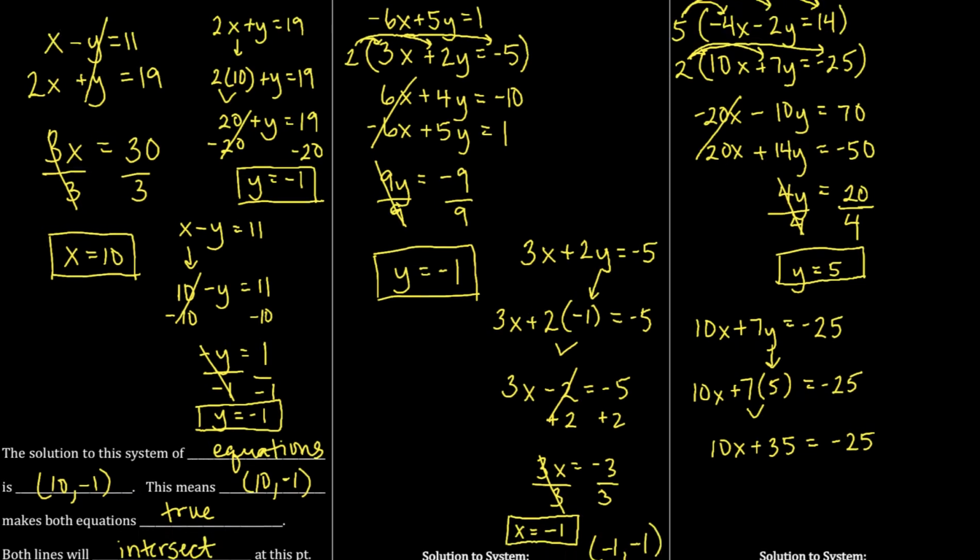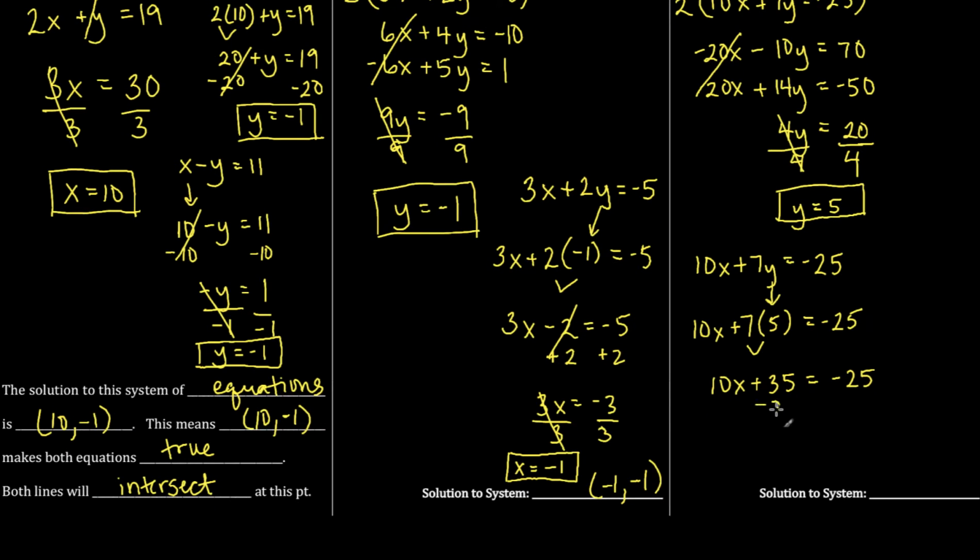I look like I'm going to need a little more room. So minus 35, minus 35. I get 10x equals negative 25 minus 35, which is negative 60. I divide by 10, and I get x equals negative 6, a negative divided by a positive is a negative.